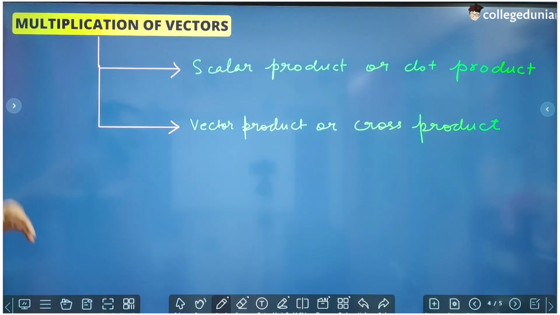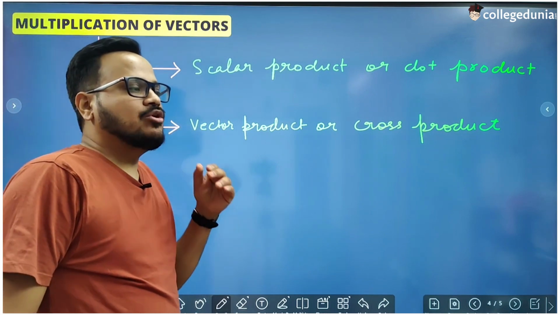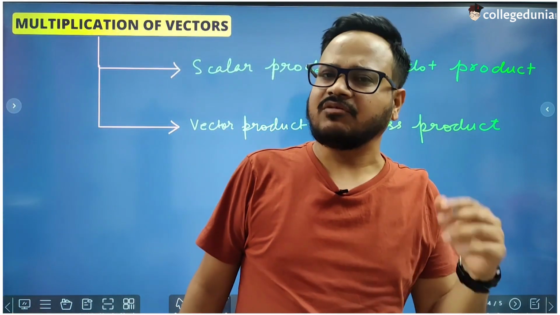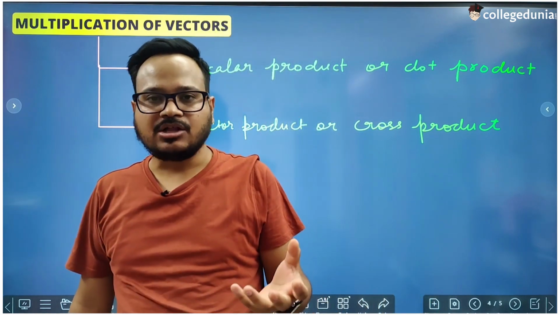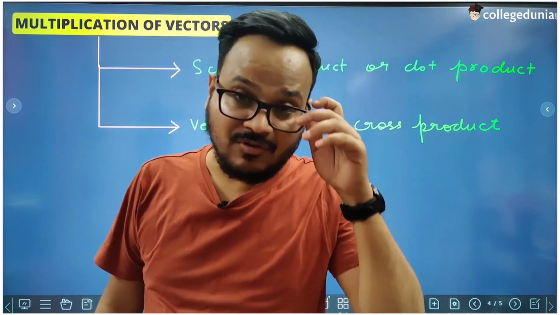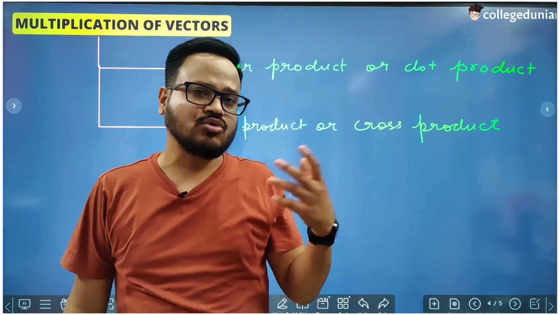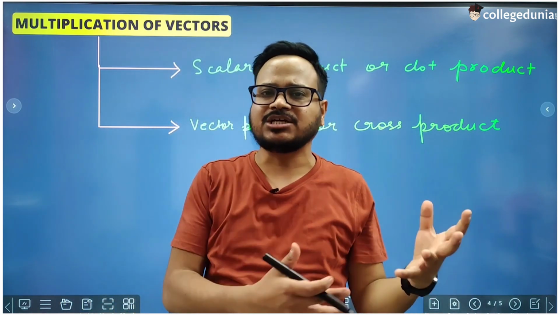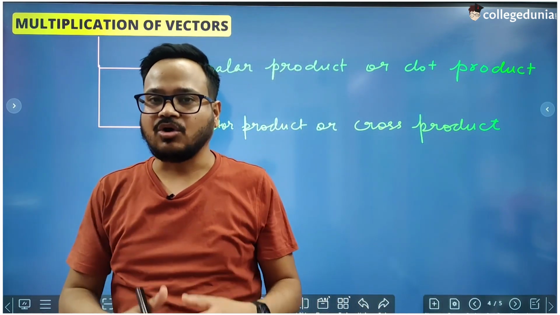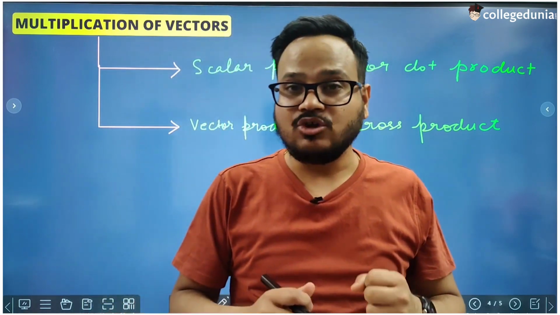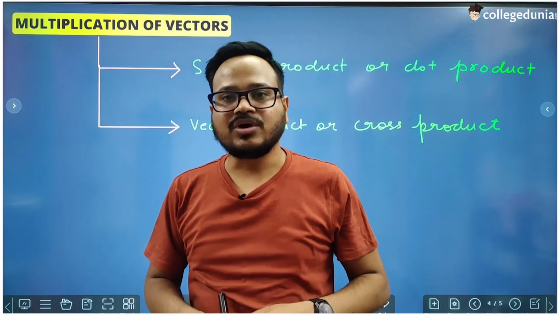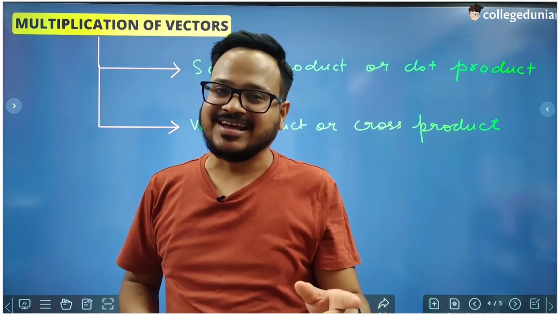So unlike addition or subtraction, when you add two vectors, you are going to get a vector quantity. The sum of the two vectors will always be a vector quantity, and when you subtract two vectors, you are always going to get a vector quantity because subtraction of two vectors is also a vector quantity. But that is not true for the product of vectors. When you multiply two vectors, you can get a vector quantity or a scalar quantity.